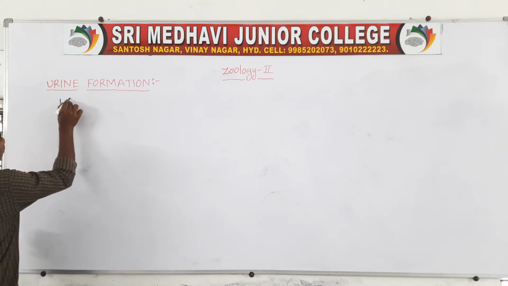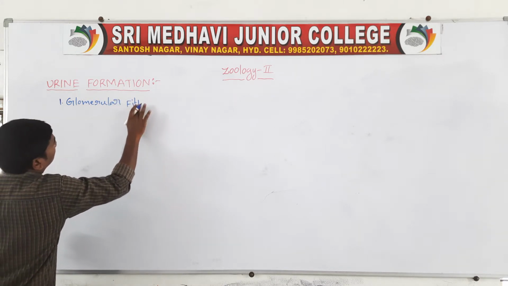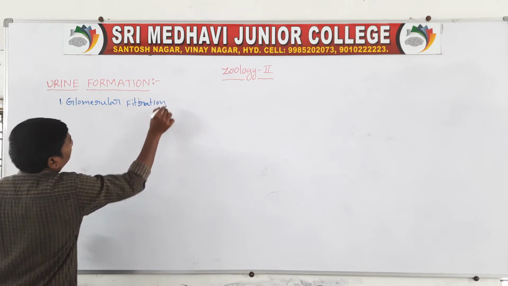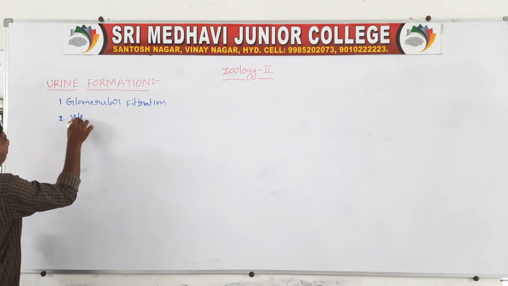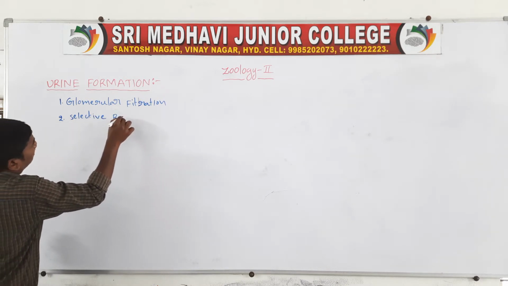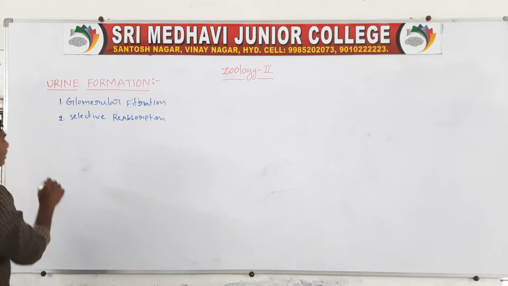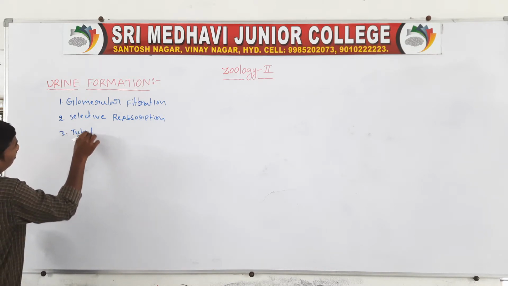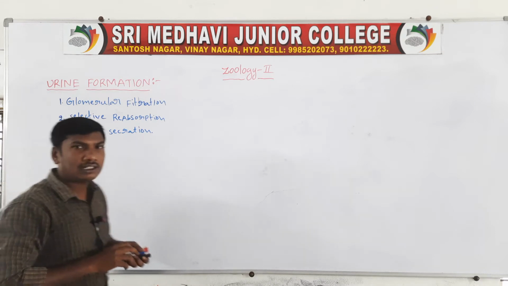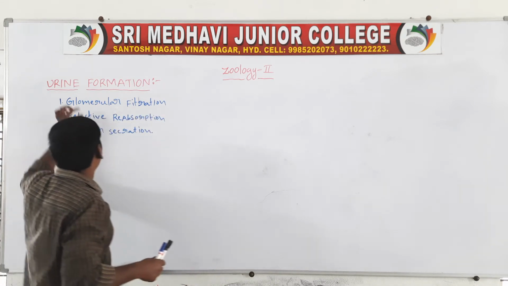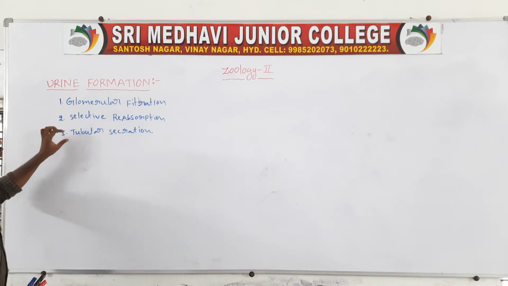First one, glomerular filtration. Second one, selective reabsorption. Third one, tubular secretion. The urine formation involves mainly three steps. First, glomerular filtration. Second, selective reabsorption. Third, tubular secretion.